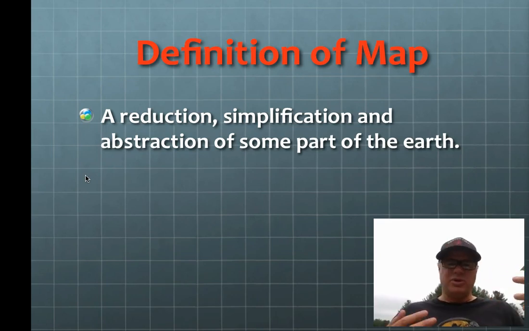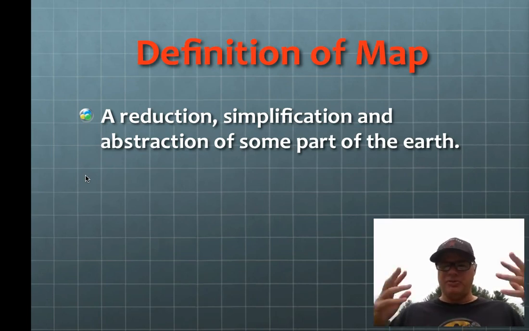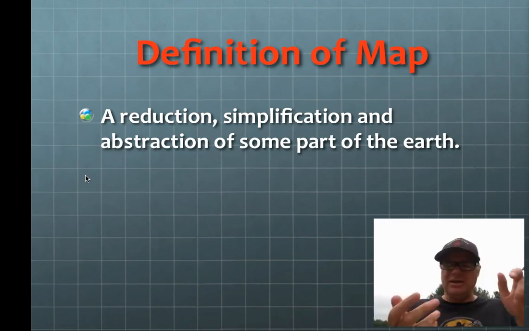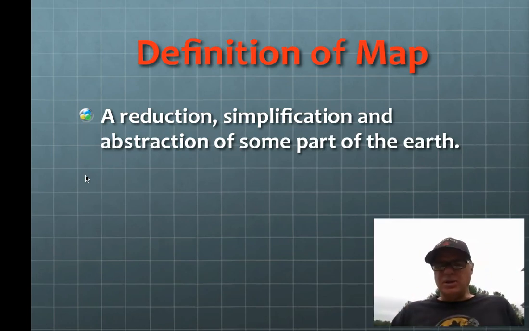A reduction. Well, a map is smaller than the place that it is usually portraying. Otherwise, it wouldn't be much use. I mean, no sense having a map of New Hampshire that is the size of New Hampshire, right? You want a map of the state that can actually fit on your screen or fit in your pocket if it's on paper.